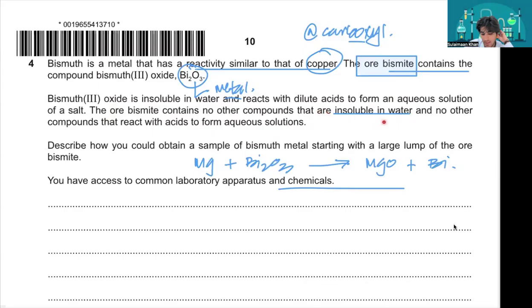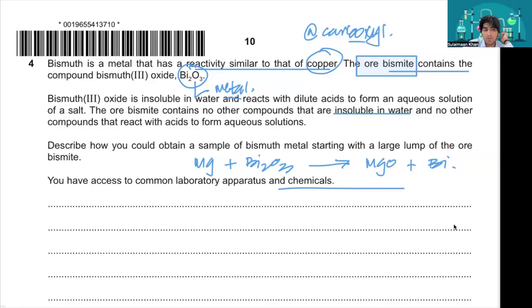See, it says no other compounds are insoluble in water, which means that the ore bismuth contains everything soluble except for this. So I add water, I filter it out, I get bismuth oxide as my residue. And once I have this as my residue, I could react it with a more reactive metal and bismuth is going to form. That's pretty easy.